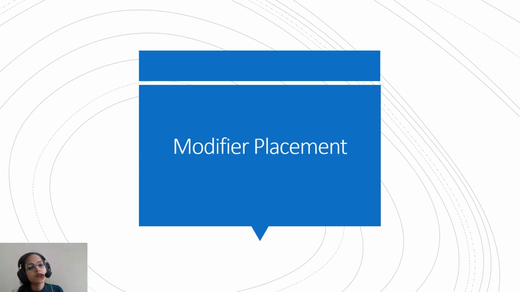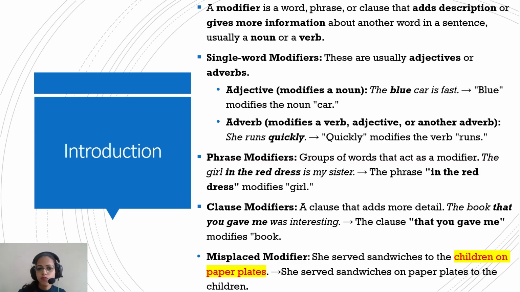Now we will start a new topic: modifier placement. Now, what exactly is a modifier? A modifier is a word, phrase, or clause that adds description or gives more information about another word in a sentence. So there are three types of modifiers. It can be just a single word, it can be a phrase, it can be a clause.